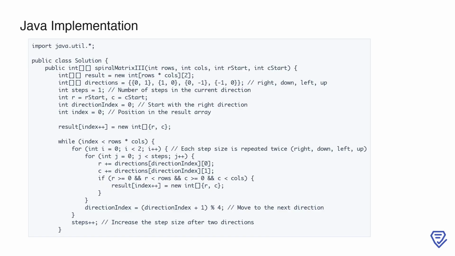Inside the loop, a for loop runs twice for each step size, ensuring that we move in pairs of directions, such as right and down, or left and up. In the inner loop, we adjust the coordinates based on the current direction, and if the new cell lies within the matrix bounds, we add it to the result array. After completing one direction, we update the direction index to the next direction in a circular manner, using modulo arithmetic.